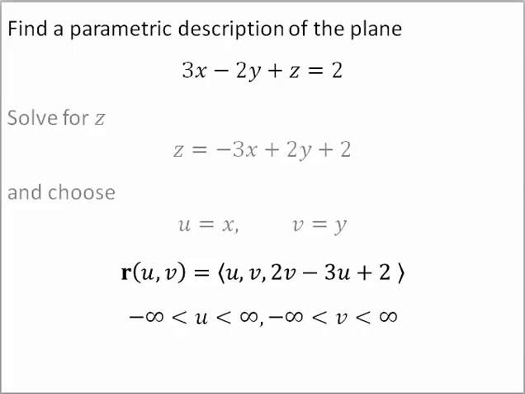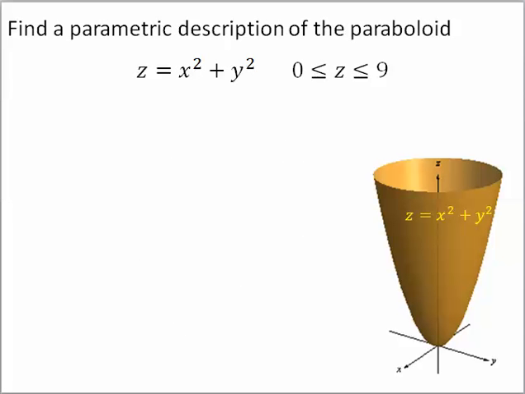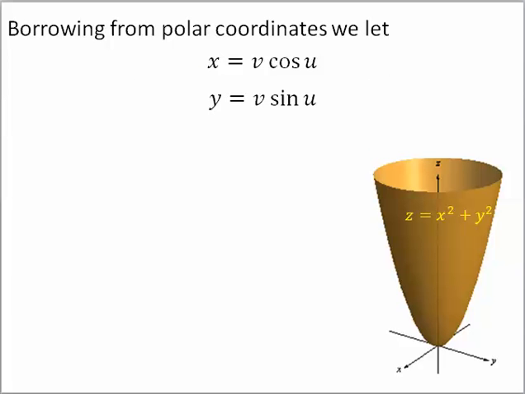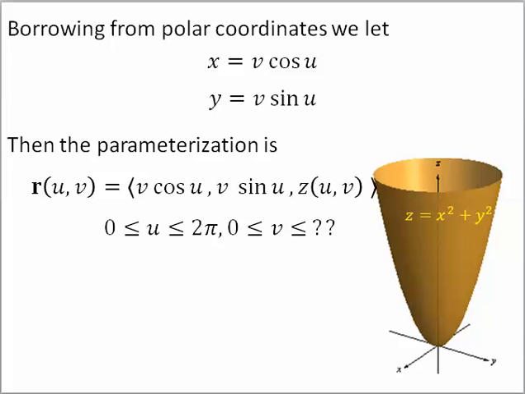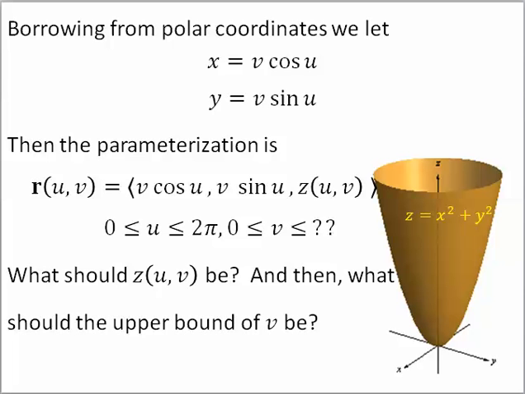Let's do something more complex. How about a paraboloid? z equals x squared plus y squared, where z runs from 0 to 9. Well, let's just borrow from polar coordinates. Let x be v cosine u, and let y be v sine u. And so the parameterization where x equals v cosine u and y equals v sine u is a very good start. What would z be? So what is z in terms of u and v? And not only that, what are the bounds on v?